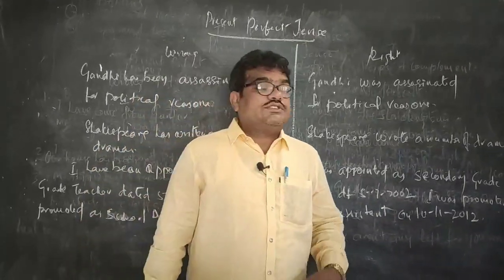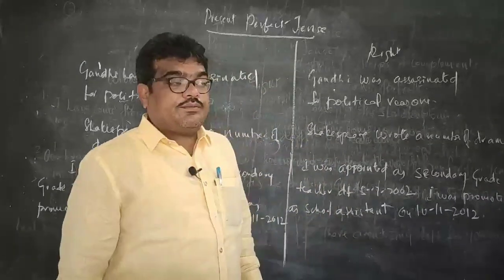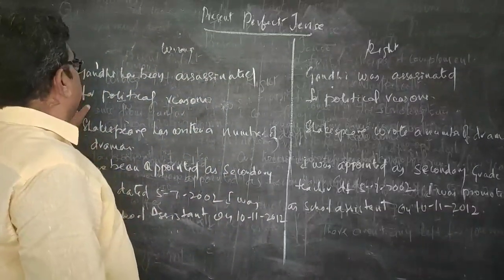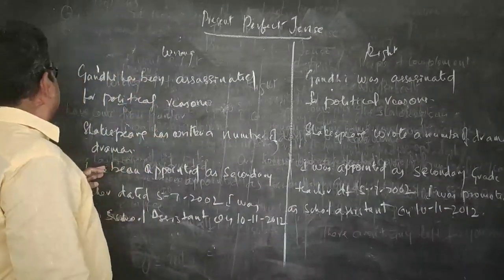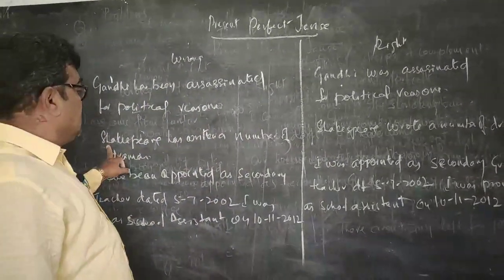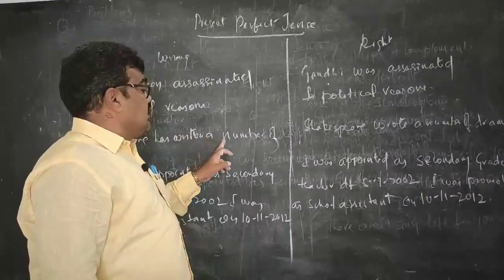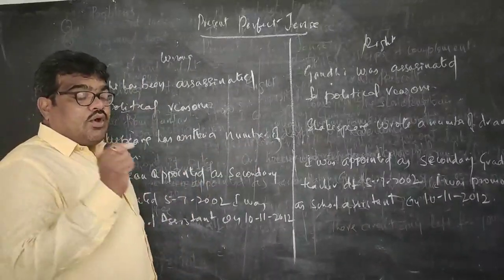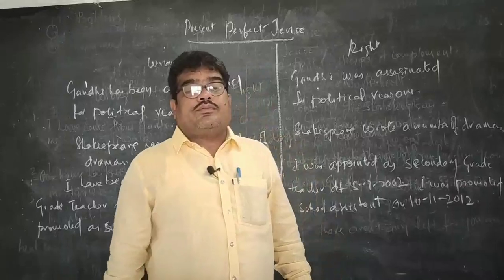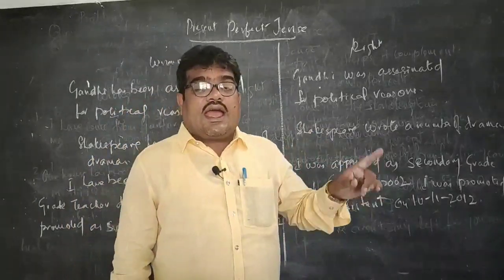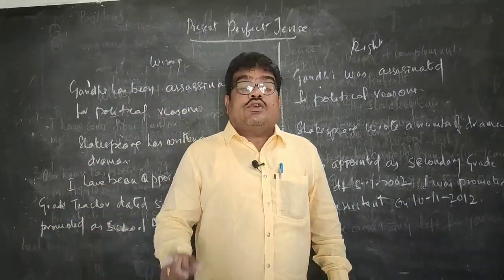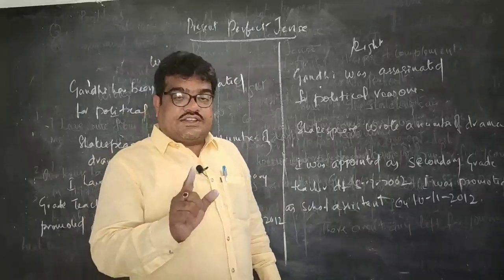Some typical mistakes in the use of present perfect tense. I shall show you with some examples. You take the first example. Gandhiji has been assassinated for political reasons. Next, Shakespeare has written a number of dramas. Because both Gandhiji and Shakespeare are no more, the incident occurred in the past and it has no relevance in the present. We have to use simple past tense.